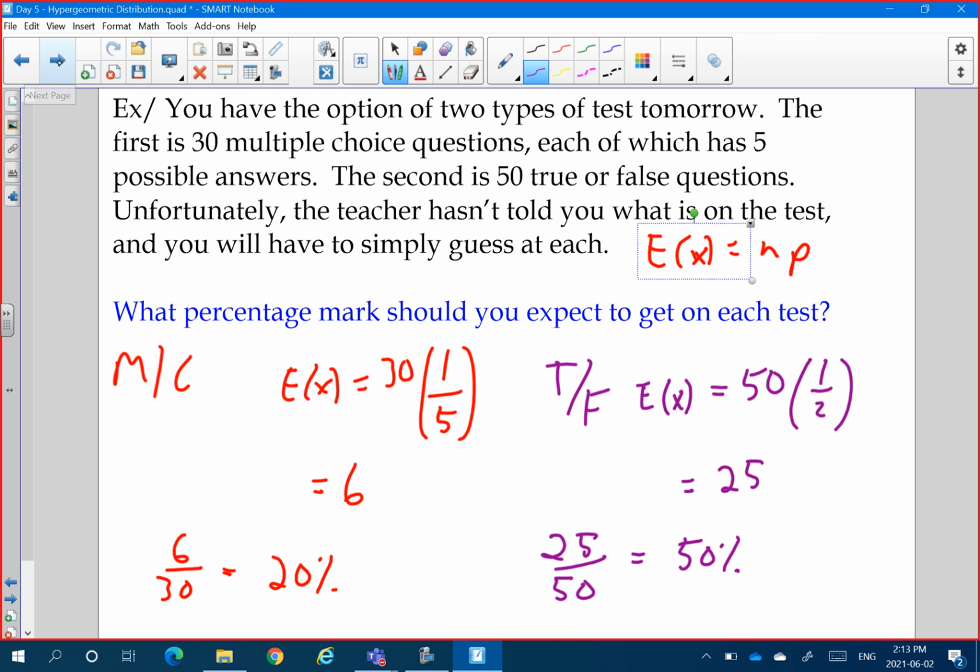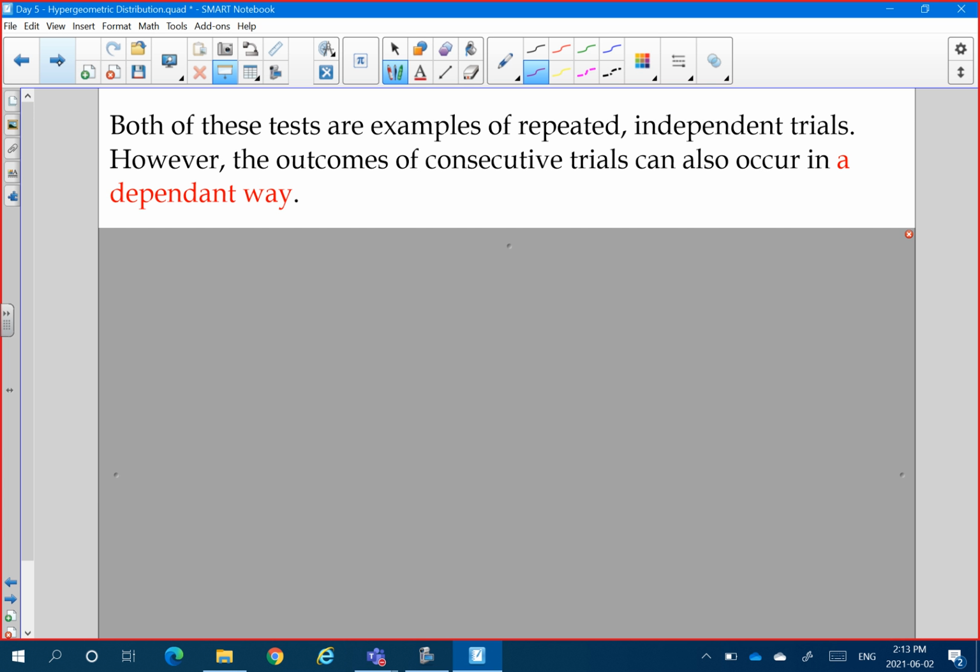Now, how does that play into what we did earlier today and what we're doing now? Well, both of these tests, the true-false and the multiple choice, are examples of repeated independent trials. It doesn't matter if the first question was true; the second one could be true or false. In fact, I know some people who have made tests with 10 straight false answers in a row just to mess with kids' heads. I would never do that, but I've heard of people doing that.